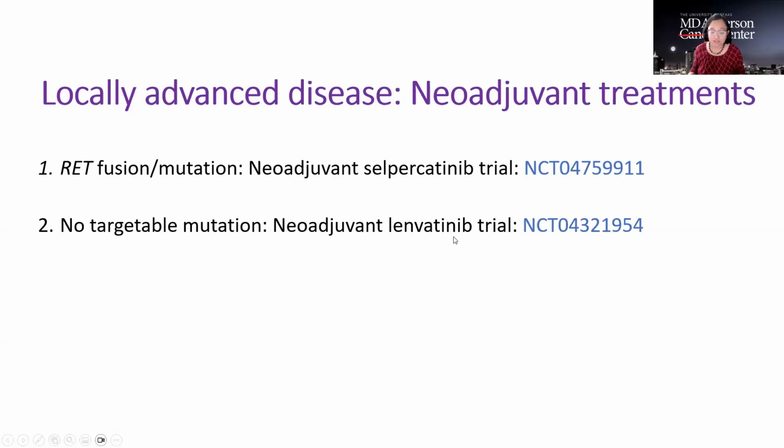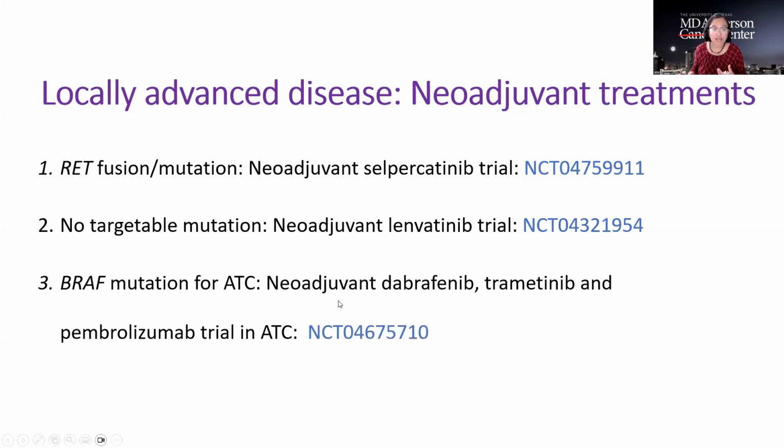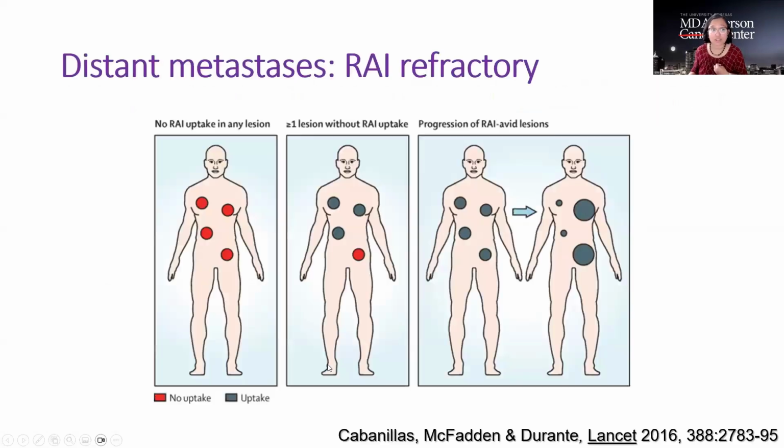Remember, lenvatinib was the drug which cuts off the blood supply to the tumor. So maybe you could shrink it by cutting off the blood supply safely enough to have surgery. And if there's a BRAF mutation, and this is mainly for anaplastic thyroid cancer, because the drug combination dabrafenib and trametinib is FDA approved for anaplastic thyroid cancer, so it is easily available. We use that in combination in anaplastic thyroid cancer before they have their surgery so they can have a meaningful surgery.